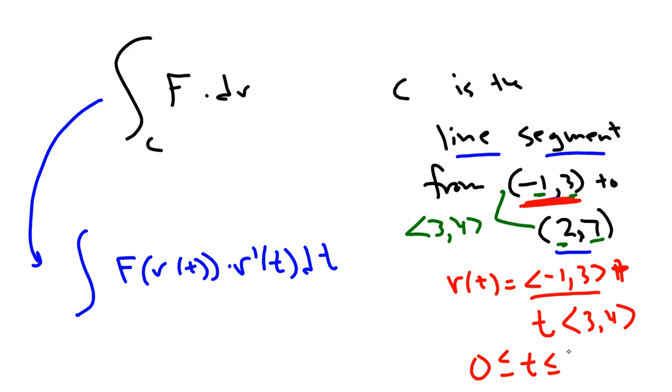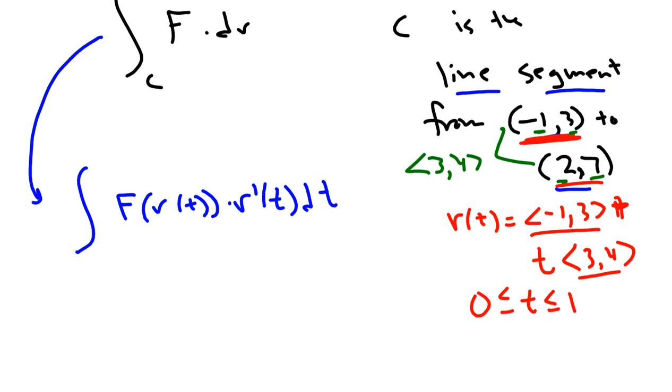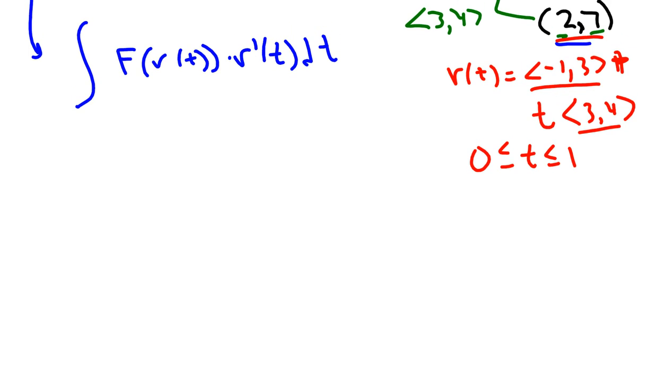And if t was 1, you'd be adding the full vector 3, 4 and landing at this location. So that's our domain. All right, so we're ready to start calculating our line integral. We have all the pieces. Quick reminder here, just so you know.